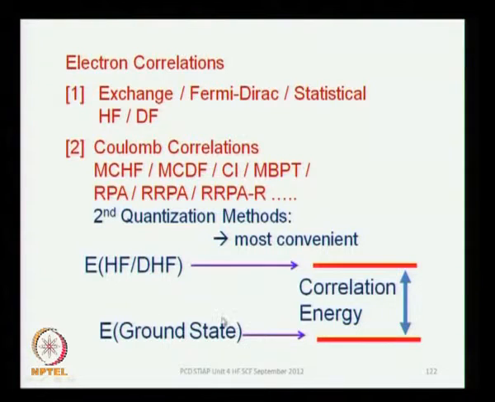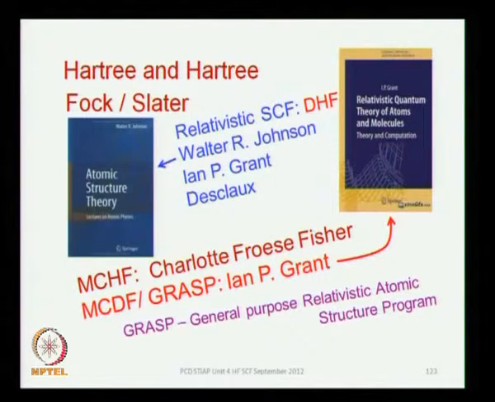They are the ones which are responsible for the fact that the actual ground state is not the same as the Hartree-Fock or the Dirac Hartree-Fock ground state. Okay, you miss out on something, and what you miss out is typically called the correlation energy. So, the subject is a very vast subject, and I would like to draw your attention to two excellent books, one by Walter Johnson and the other by Ian Grant, and these books have a good summary of relativistic many body methods which are used in atomic and molecular physics.